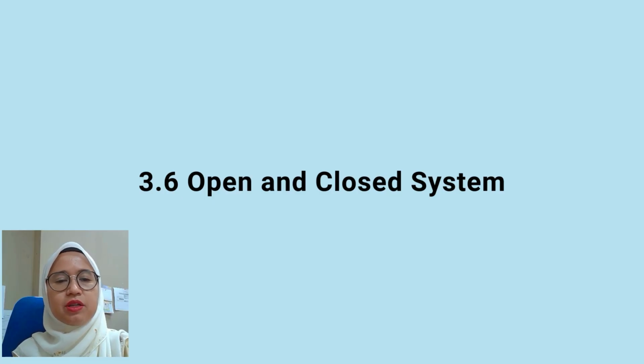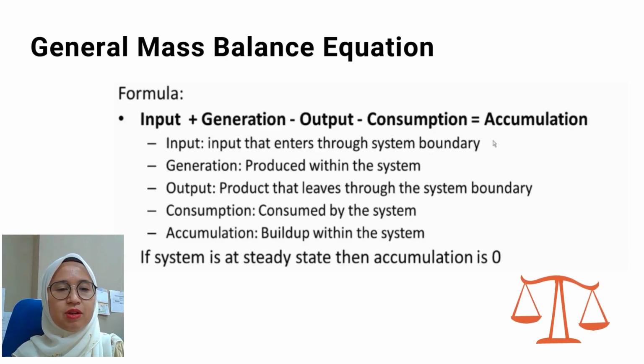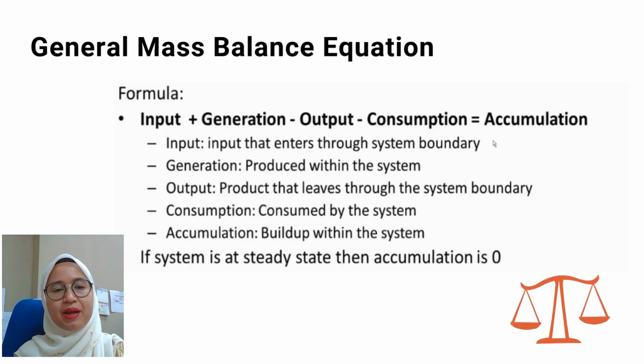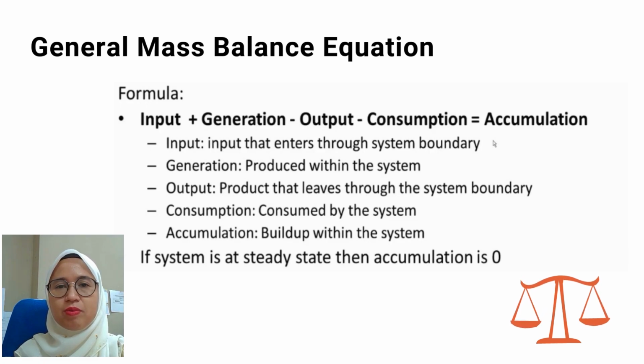And now we move on to open and closed system. Before we move to open and closed system, there is a general mass balance equation that relates to open and closed systems. In the general mass balance equation, the formula is given by input plus generation minus output minus consumption equals accumulation. What is the meaning of these five terms?